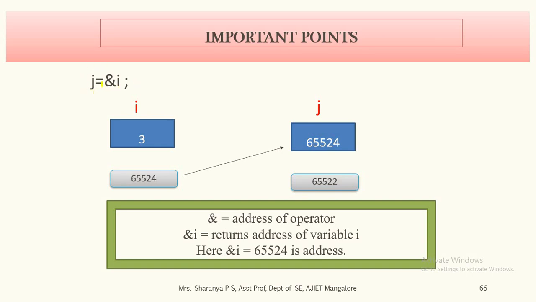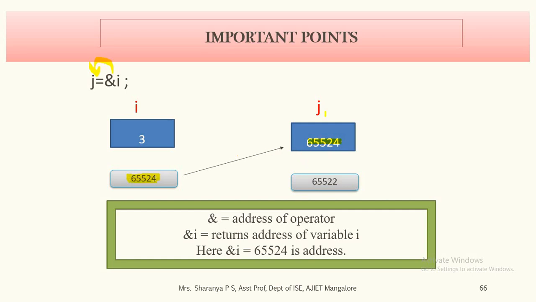What does it mean? J is nothing but an integer variable where it will store the address of I. What is the address, as we discussed just now? That is nothing but 65524. So, what is the content of this J? J is containing the value 65524. This is the value of this address of this I.